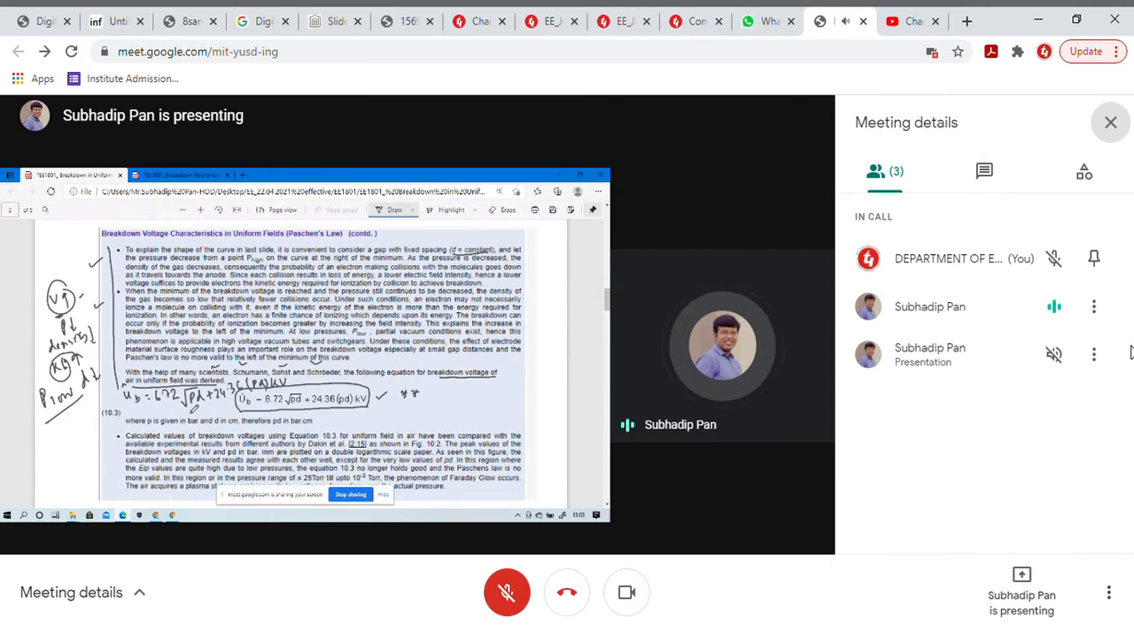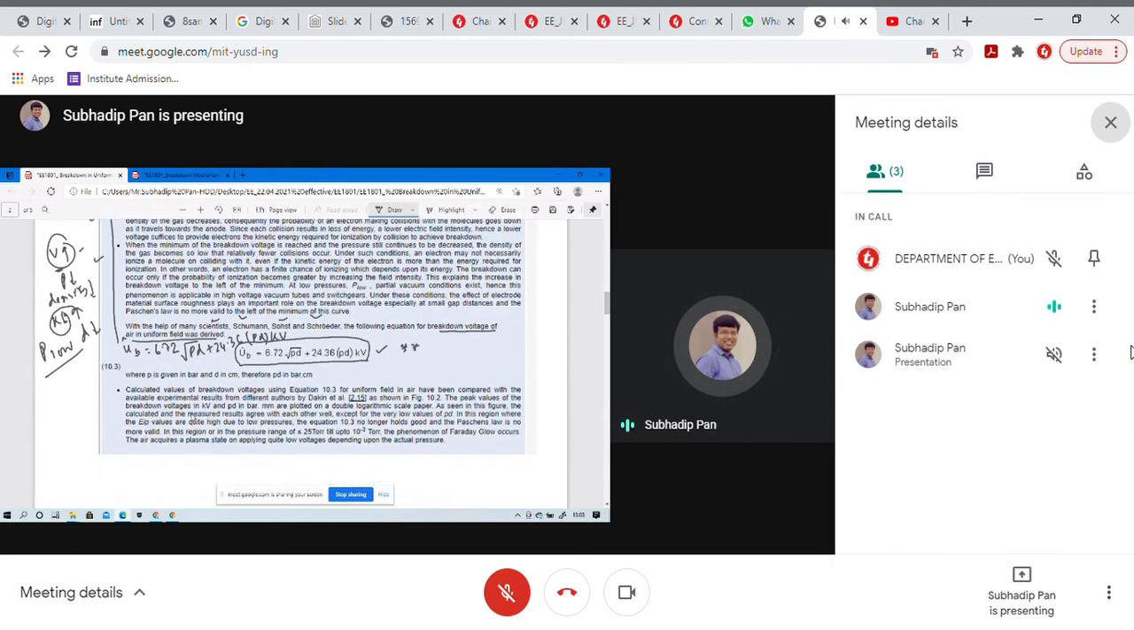Now, the unit of P is bar and the unit of D is centimeter. Therefore PD is defined in units of bar times centimeter, right? So the unit of P is the bar and the unit of the distance D is the centimeter. So the unit of PD is bar times centimeter.